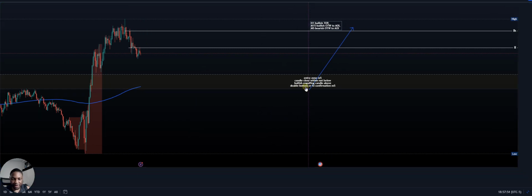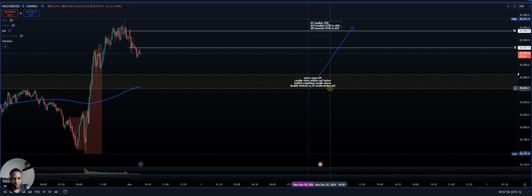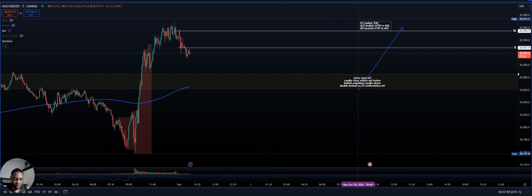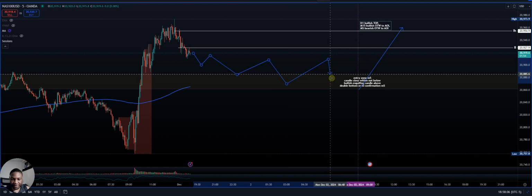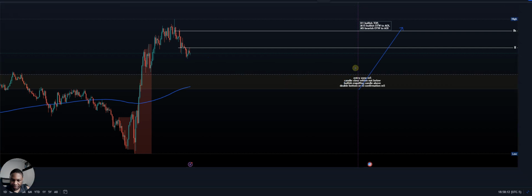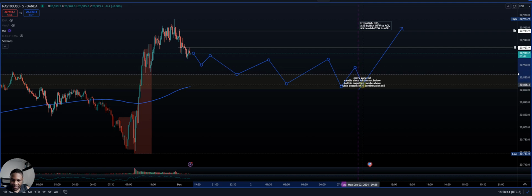And then ideally we should have a double bottom or a higher low confirmation. A double bottom will look something like this. The price action comes here, comes down, comes here, comes down, comes here, comes down, and then market open. Let's say the price goes up, and then makes a higher low here or a double bottom.